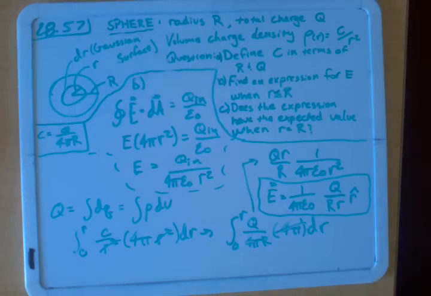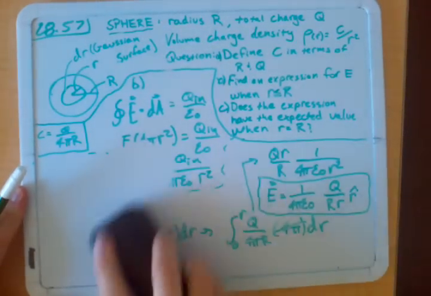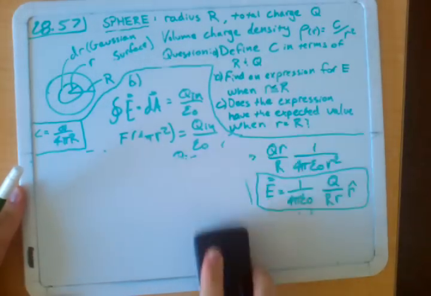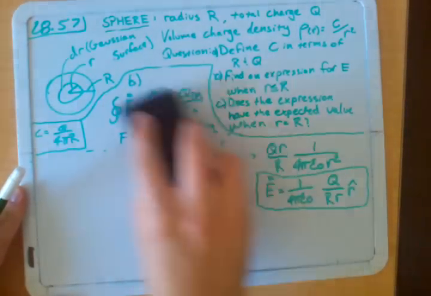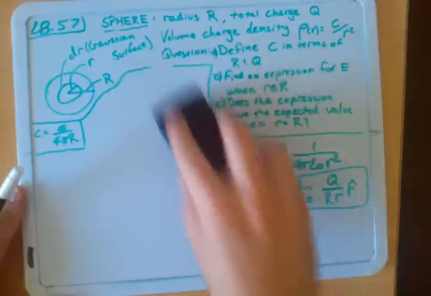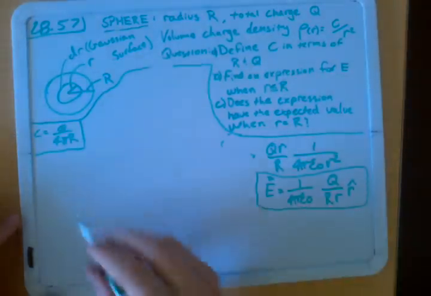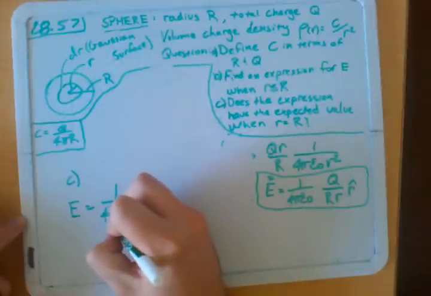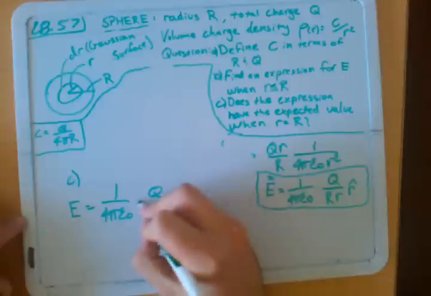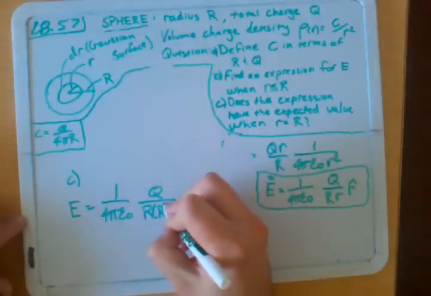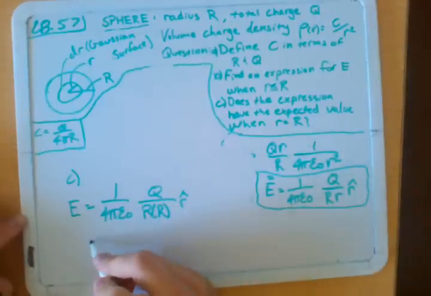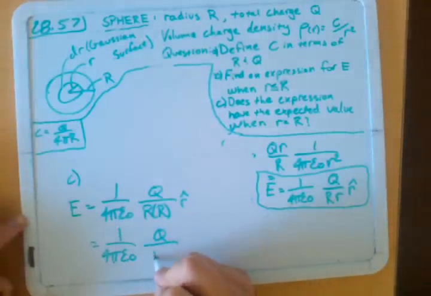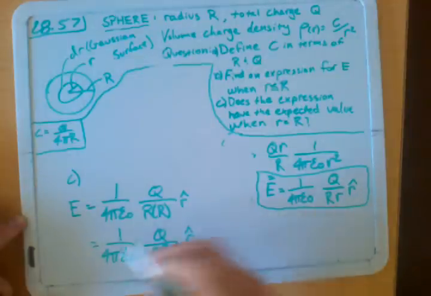So I'm going to go ahead and erase this. So now part C is asking, does the expression have the expected value when little r equals big R? So for that, we just go ahead and plug in the large R value for the little r value that we have in here. So for part C, all this really is E equals 1 over 4 pi epsilon naught times Q over R times R hat, which then just makes it equal to 1 over 4 pi epsilon naught times Q over big R squared R hat. And that is your answer for C.